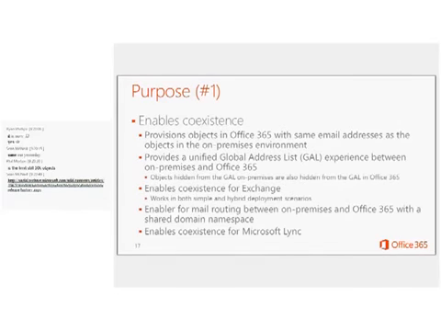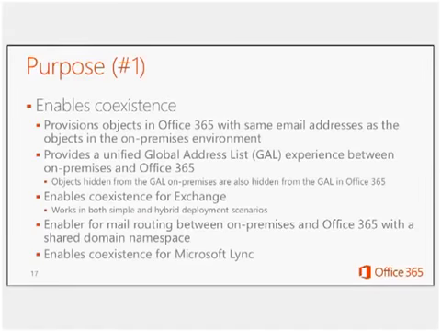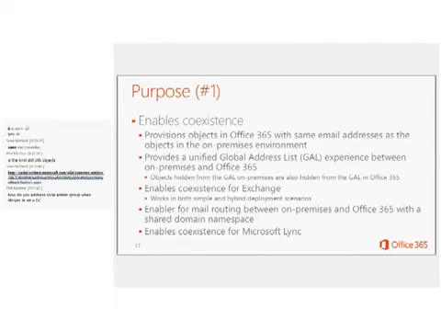Enables coexistence. That is the number one purpose of DirSync. It provisions the objects in Office 365 with the same email addresses as in your on-premises environment. It provides that global address list. So when a user is on 365 and they pull up their GAL, they see all of the people, all of the objects, and all of the DLs that they would see on premises, and it allows that coexistence model so that they can send mail and have those objects even though they're a cloud mailbox and everyone else might be on premises.